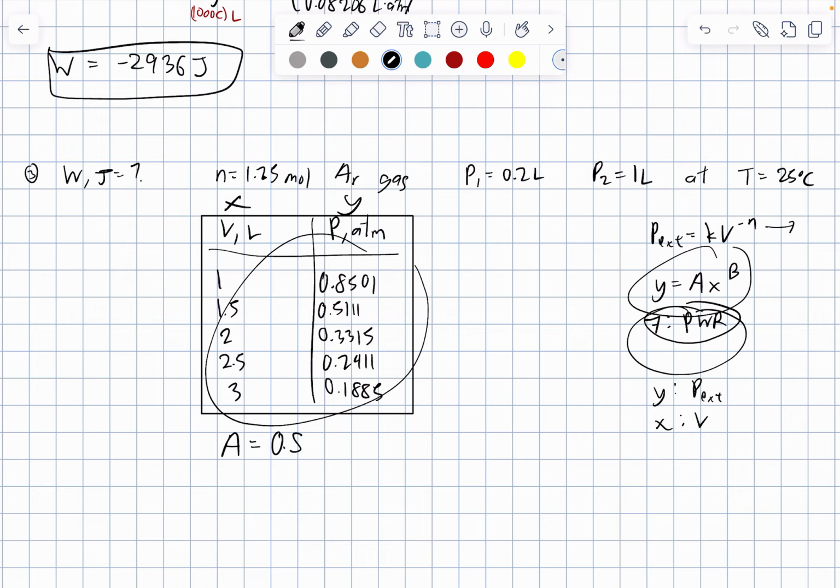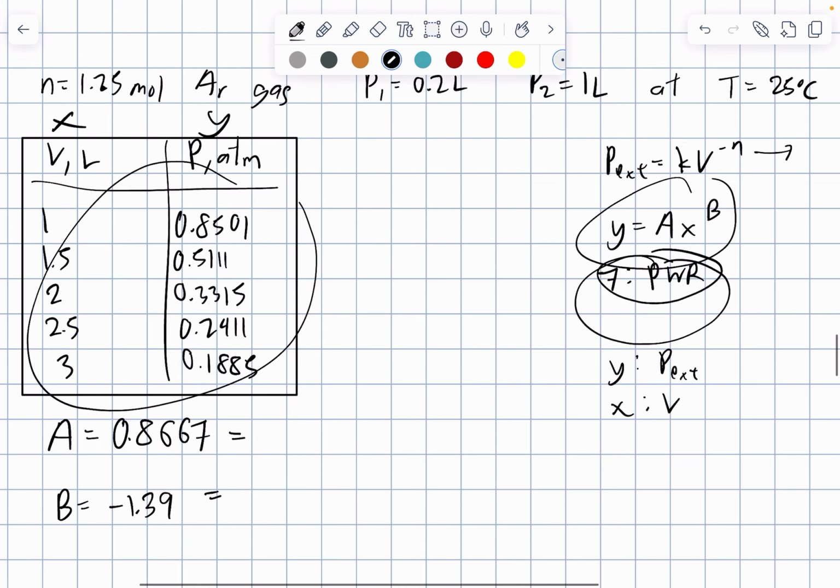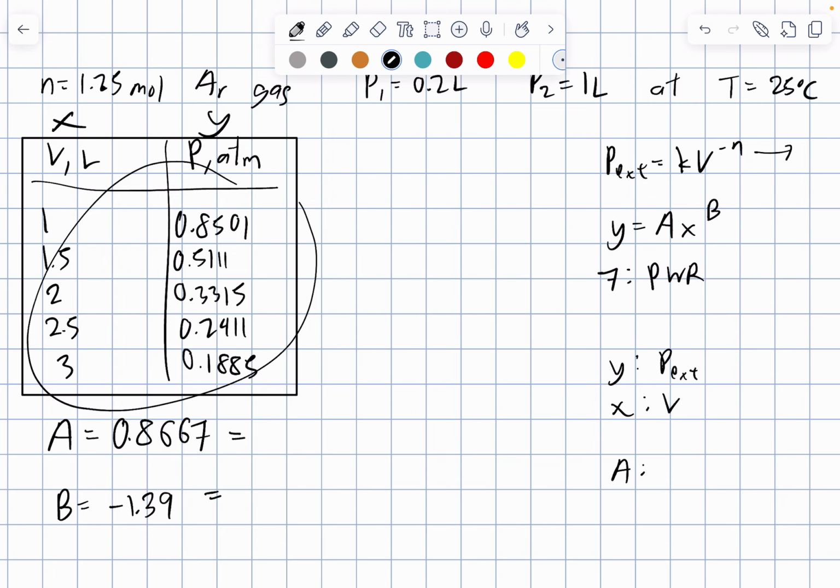Okay. And then look for A. A is 0.8667. B equals negative 1.3039. Okay, so that's it. Finding regression is optional. It's not really so useful in our scenario right now. A corresponds to what? The K, no? K. And then B to the negative n. So this is our negative n, this is our K.